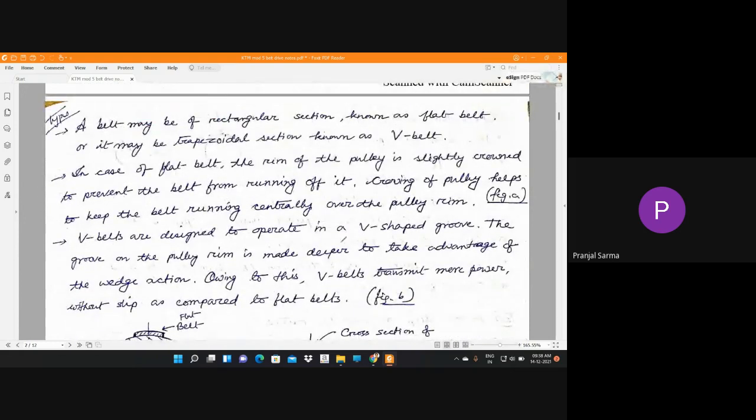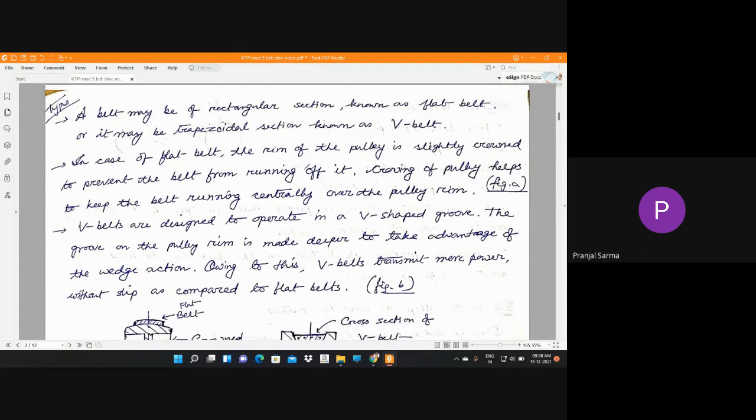Now we are going to consider the different types of belt. There may be different types depending on the cross section of the belt, such as flat belt and V belt. If the belt has a rectangular cross section, then it is a flat belt. That means if you consider the cross section of the belt and it is rectangular, that is the flat belt we are talking about.